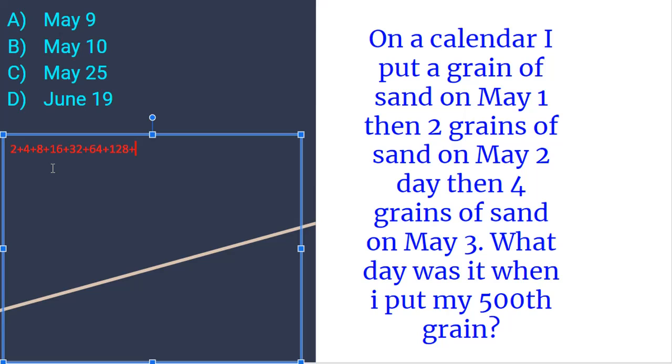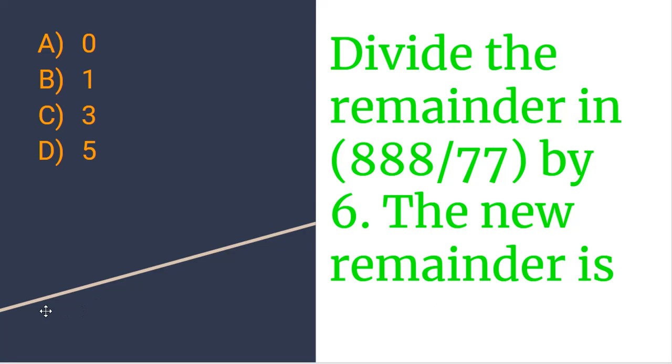until after we add them up, we'll get around 500. So then we add 256, and we will get 510. And so, because we get 510, and that will be on our ninth, on May 9th, our answer will be A, May 9th.